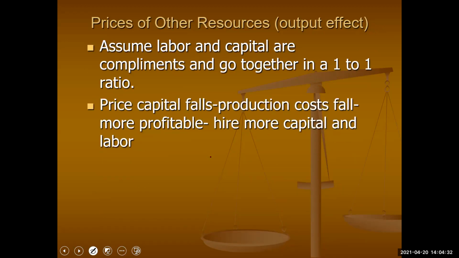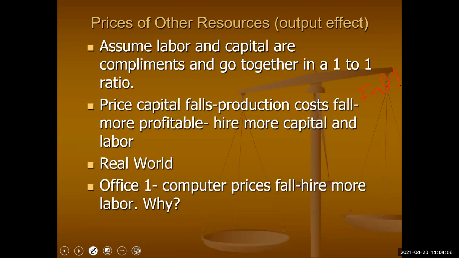So what's going on here, more in layman's terms, is assume that labor and capital are complements. They go together, one-to-one. If the price of capital falls, production costs fall, it's more profitable to produce, and they can hire more capital and labor. And that may happen in industry one. But there might be another industry where the price of capital goes down, production costs fall, it's more profitable, and they don't hire more capital. Why? Because there's not a demand for their product.